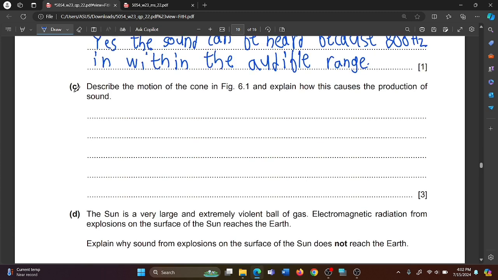So part C is a descriptive question. Thus, we need to be careful. Students mostly lose marks in descriptive questions. Thus, you particularly should practice descriptive questions as much as you can. Okay, now let's look at question C. Describe the motion of the cone in figure 6.1 and explain how this causes the production of sound.